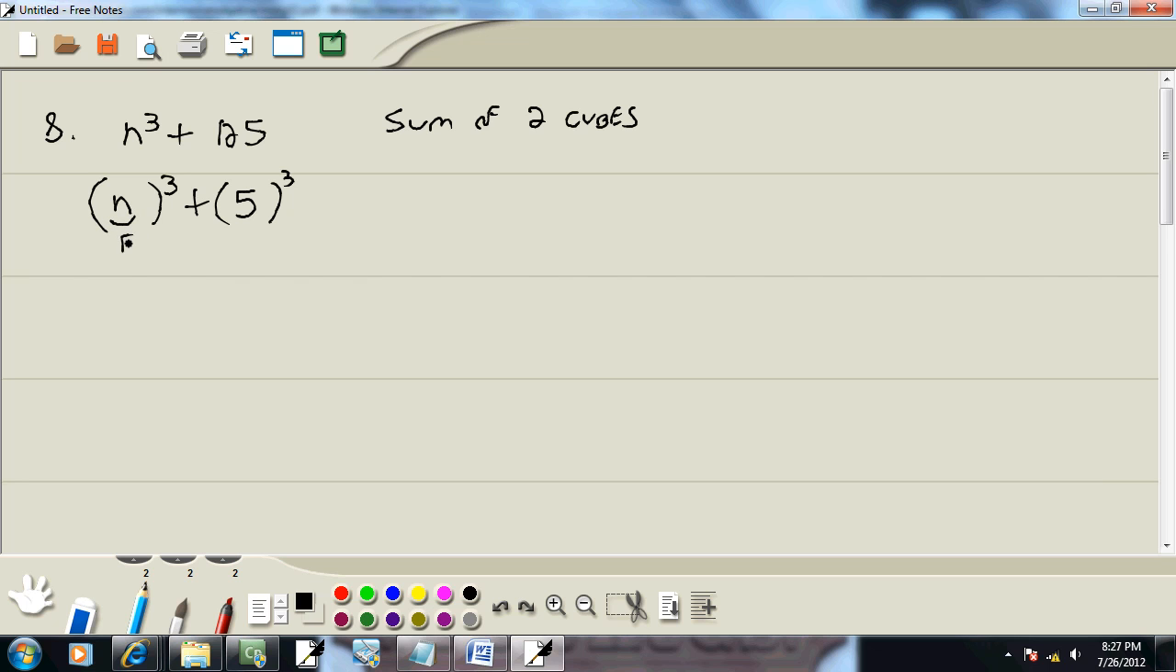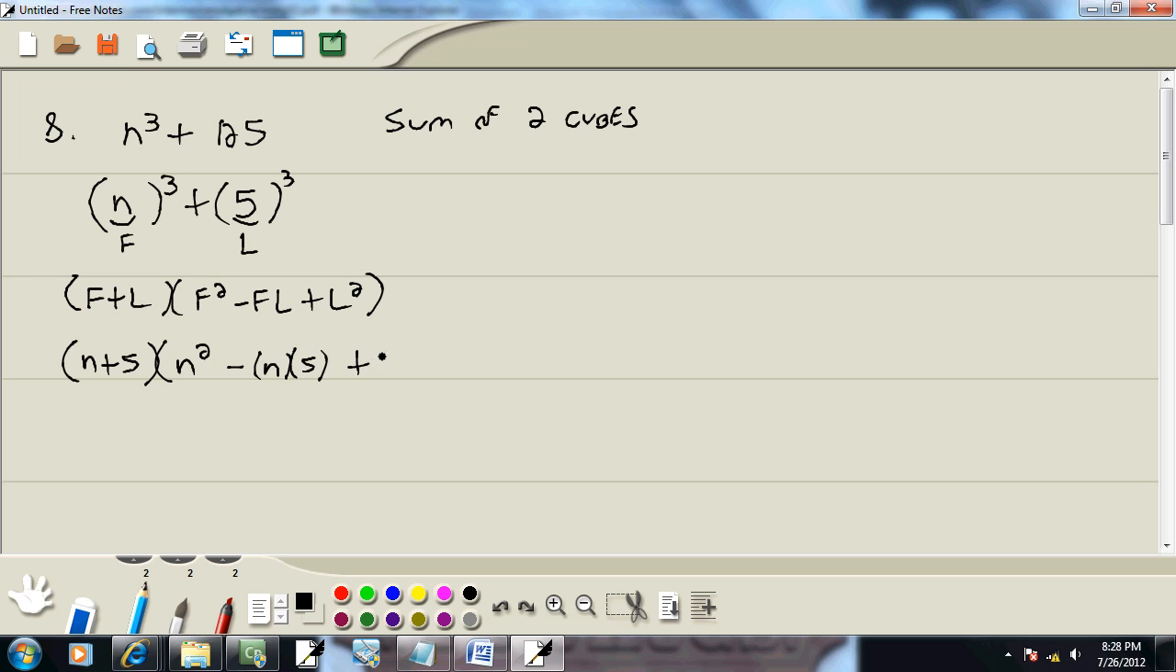Now, I'm going to label what's inside the first set of parentheses as F for first. Now, I'll label what's in the last set of parentheses as L for last. Now, the formula for the sum of 2 cubes is F plus L times F squared minus FL plus L squared. Now, wherever we have an F, we'll plug in n. Wherever we have an L, we'll plug in 5. So I got n plus 5, then n squared minus n times 5 plus 5 squared. Well, n squared, then minus n times 5 is 5n, and 5 squared gives us 25.